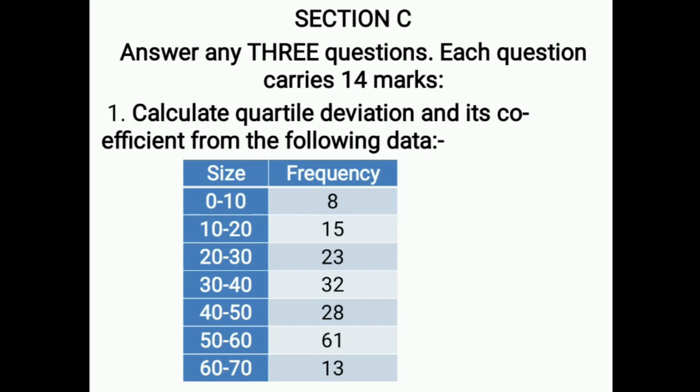Each question carries 14 marks. But I'll be solving all the 5 questions. So we'll go with the first question. The first question is: calculate quartile deviation and its coefficient from the following data.